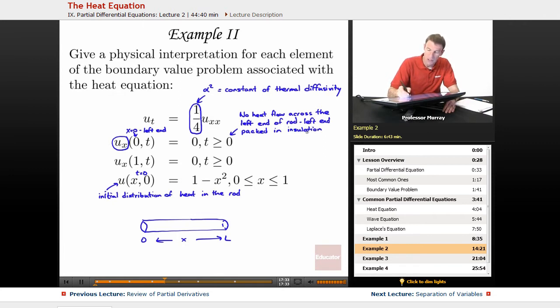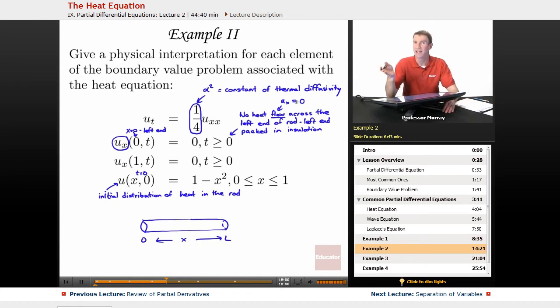Now I want to emphasize the distinction there. Before we had u of 0,t equal to 0, which meant the temperature was forced to be equal to 0. Now we have u sub x of 0,t equal to 0. That means the temperature flow, the rate of change of the temperature, is forced to be 0. So this is really the effect of u sub x being equal to 0. There's no change in temperature across the left end of the rod.